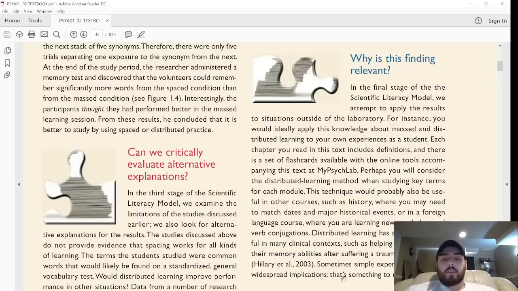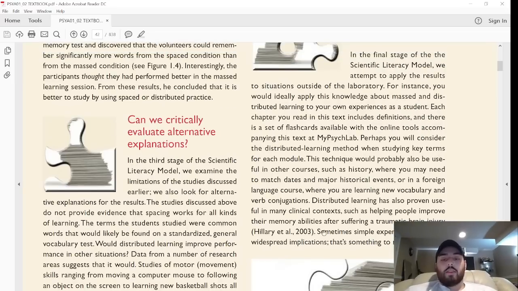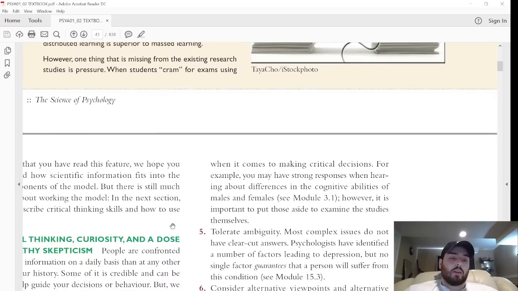Sometimes simple experiments can have widespread implications, and that's something to remember. And this is something that we will get into, this last statement here, that these simple experiments can have widespread implications, and that is something that we'll dive deep into. Okay.